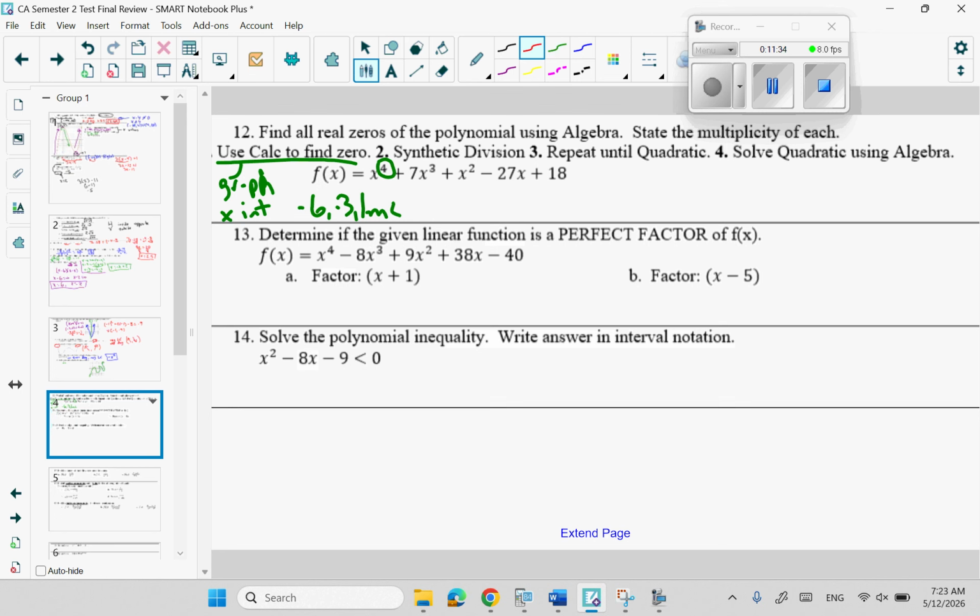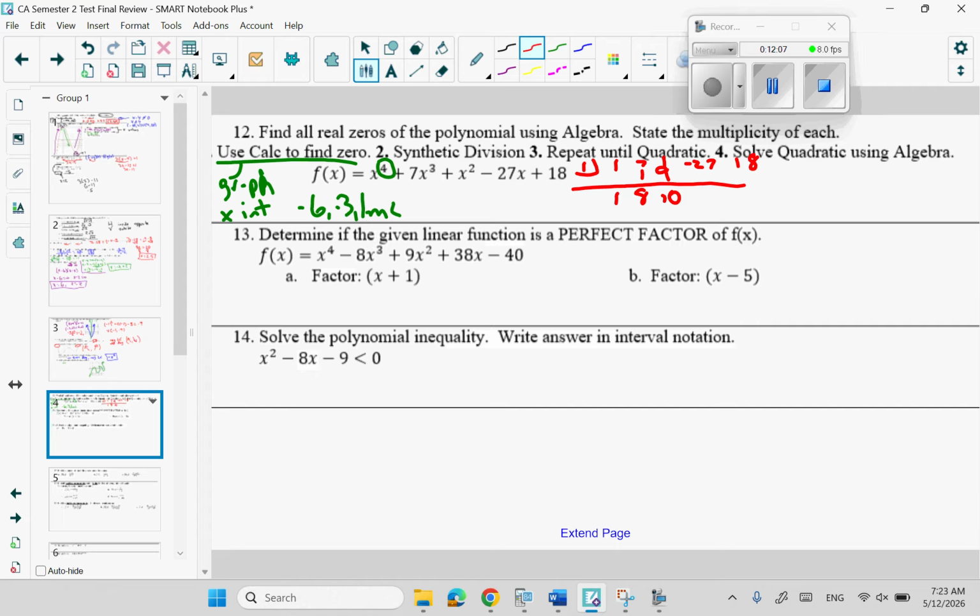Okay. Well, either way, let's do some synthetic division. So pick one of my zeros for the sake of argument and pick 1. And I can synthetically divide, rewrite all the coefficients. So 1, 7, 1, -27, 18. And synthetically divide, drop the first one. 1 times 1 is 1. 7 plus 1 is 8. 1 times 8 is 9. 1 plus 9 is 10.